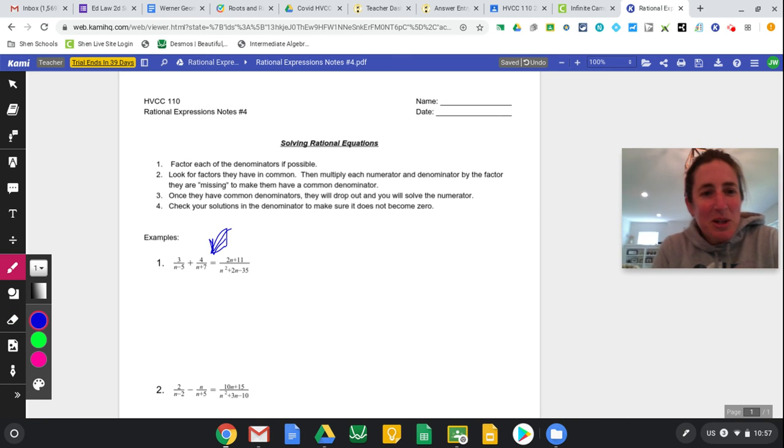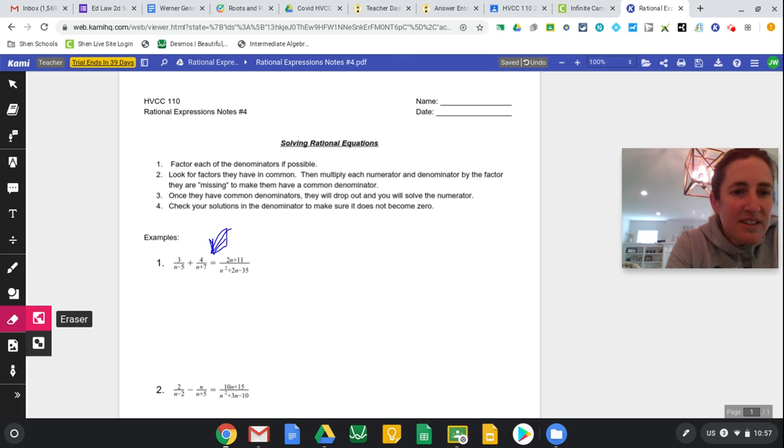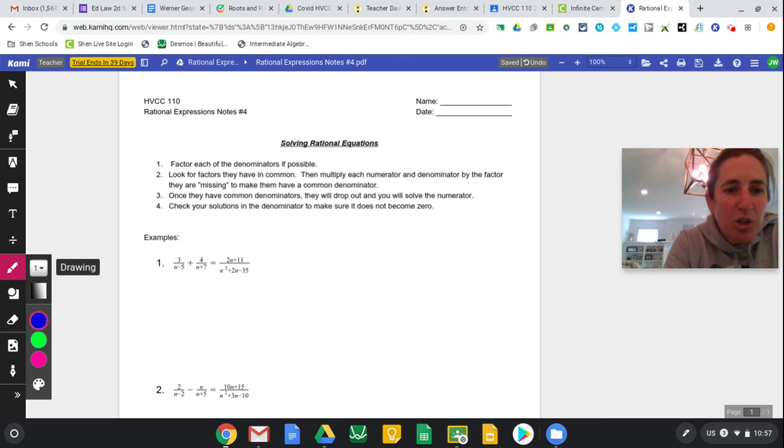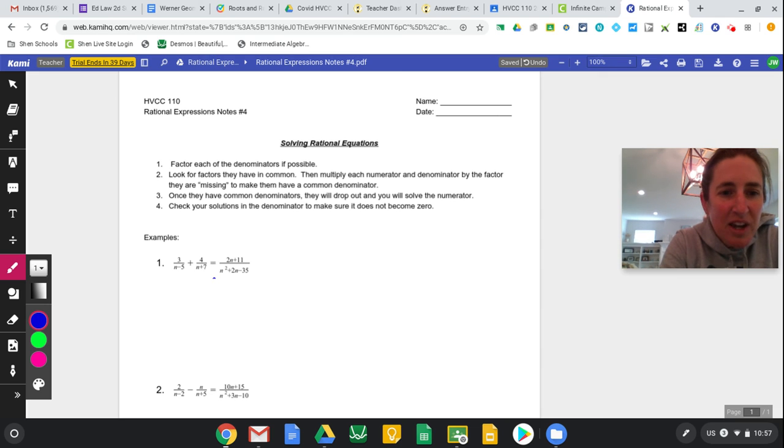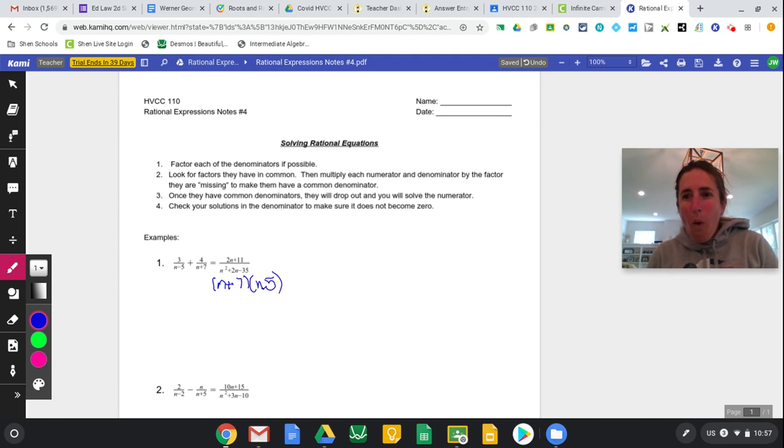Okay, so here's what we're going to do. First, we're going to try to factor each of the denominators. So now I'm going to look at this and I'm going to notice that the first two denominators don't need to be factored. So I'm going to factor this guy over here. That's n plus 7, n minus 5. Ooh, look at that. Those denominators are already over on the other side.